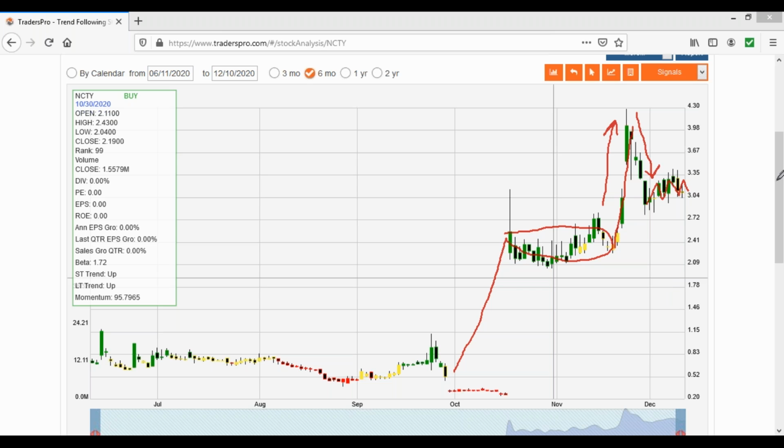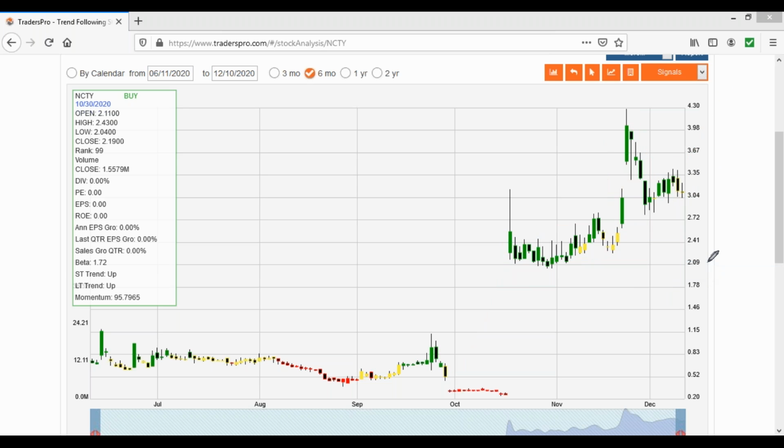Now, it's possible the stock goes right back up again. I don't know exactly what the stock is going to do, but based on probabilities and based on the way stocks typically behave, the next move on this should be down.